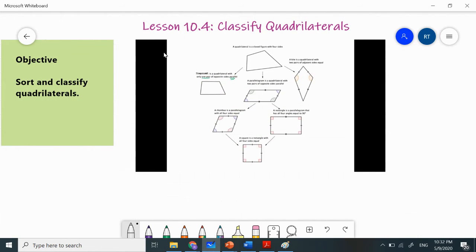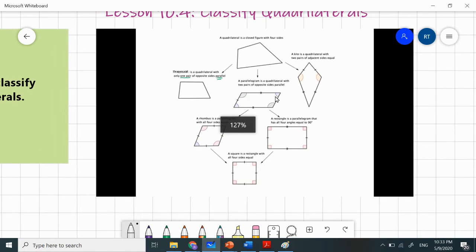Fourth graders, today we will start with a new lesson, lesson 10.4, titled Classify Quadrilaterals. In this lesson we will learn how to sort and classify quadrilaterals. First, let's start with this figure in front of you.